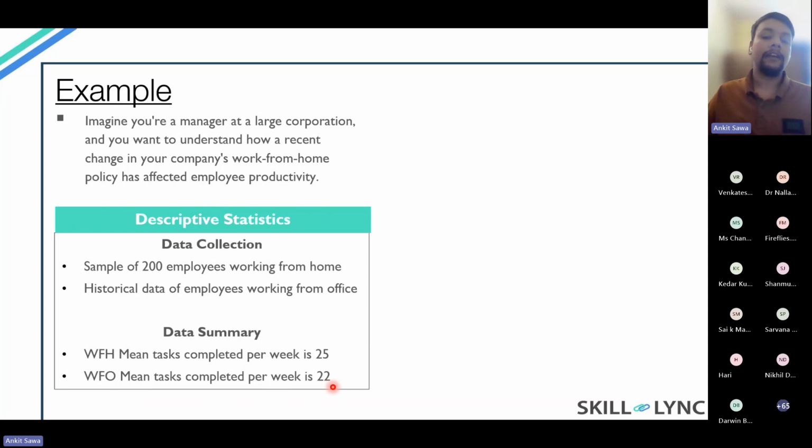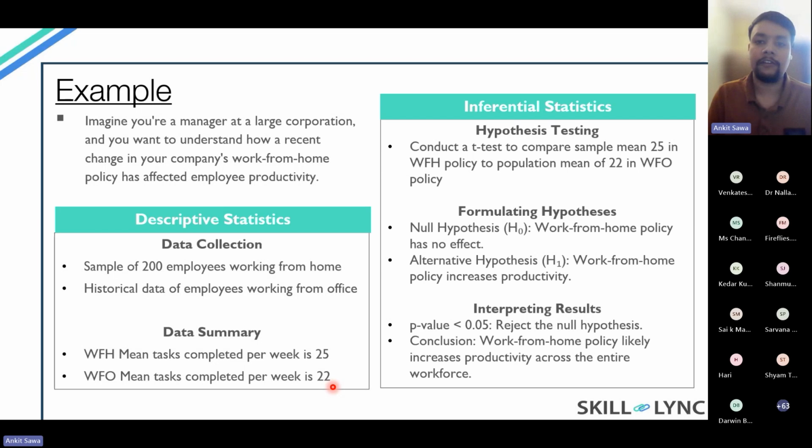Now, by just looking at this, it's very tempting to conclude that people are more efficient when working from home because they are now executing more tasks. But it's not so simple. We have only collected data for 200 employees, and there will be thousands of employees in that company. So how do we use statistical methods to determine whether the inferences drawn from a sample are also true for the population is what we cover in inferential statistics.